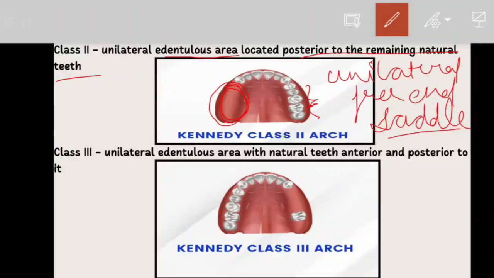Now class 3 is a unilateral edentulous area with natural teeth anterior and posterior to it. It means the missing teeth are in between the natural teeth. You can see in the diagram there are missing teeth in between the natural teeth, and if the first molar is missing but the premolar and the second molar are present, it is a class 3. This is a tooth-supported denture, which is the most common type in exams.